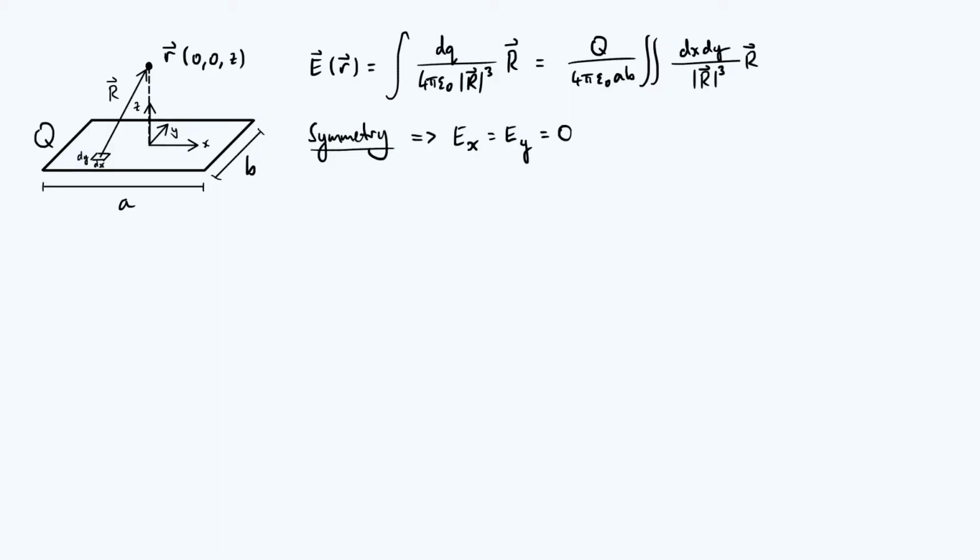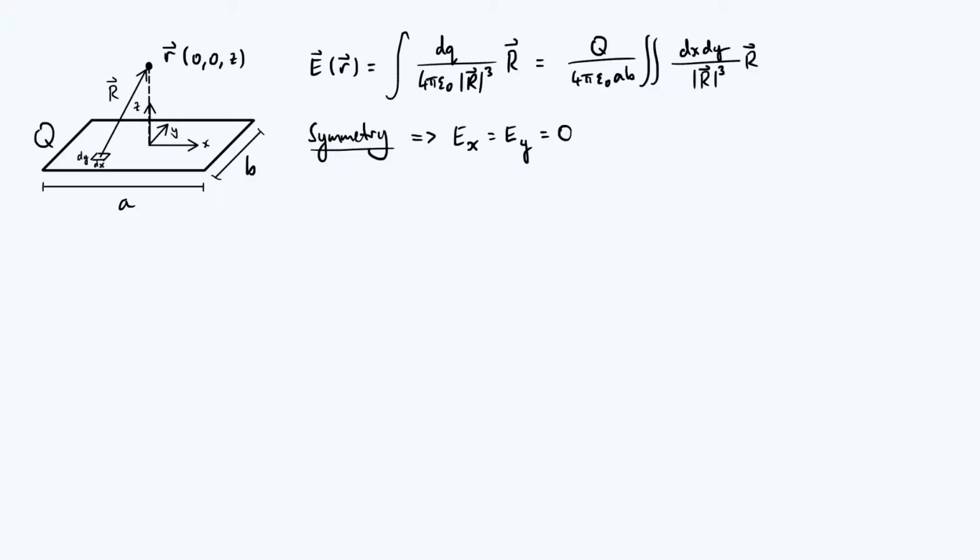I think there are 2 ways to understand why that is, really. One of them is to just look at the diagram, see that we are only interested in a point that's directly above the center of the plate, and then think, well, there's no special direction that the electric field should be pointing in, right? It would be kind of strange if the electric field at the center of the plate decided to point slightly to the right. It just wouldn't really make any physical sense.